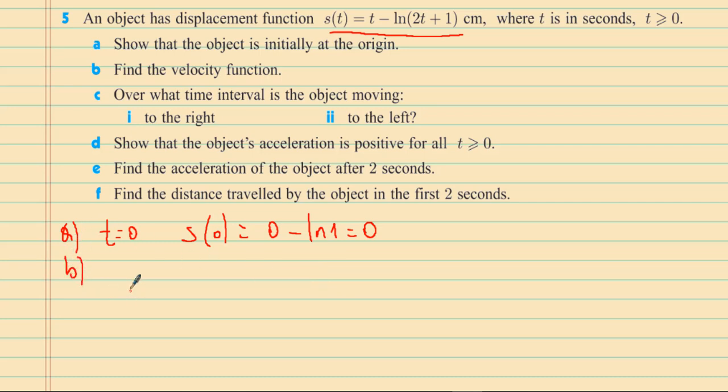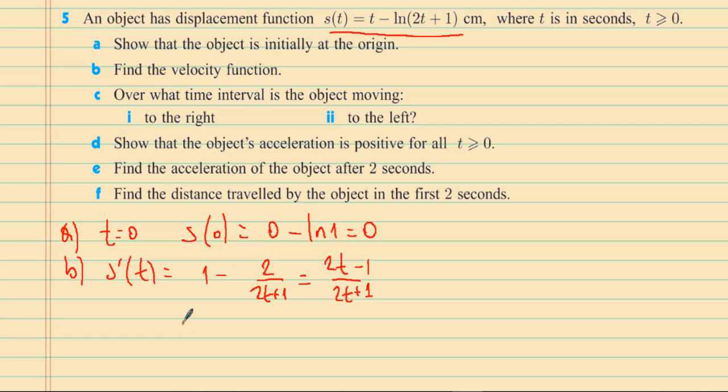Part B, find the velocity function. So we have to take the derivative of this function. It will be 1 minus 2 by (2t plus 1), so actually we can write it as (2t minus 1) over (2t plus 1) if we combine them.